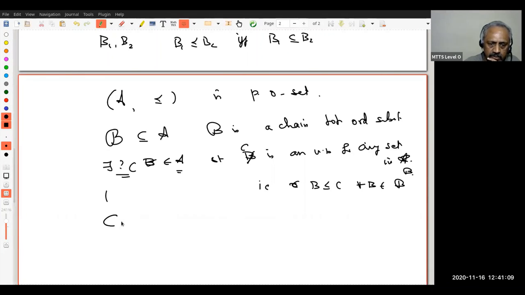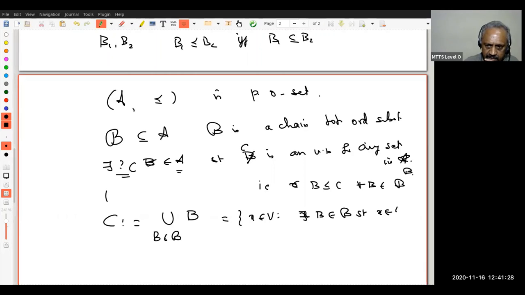Right? So we already know what the trick is. The trick is to look at the union of all elements in script B. I hope all of you remember this: C is the collection of all X such that there exists a B in script B so that X belongs to B. So naturally, by very construction, C is a superset of every B in script B. Therefore, for all B in script B, we have B is less than or equal to C. This is all right, but that's not enough. What do you have to show? I have to show C belongs to A.